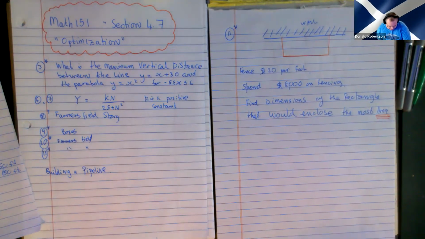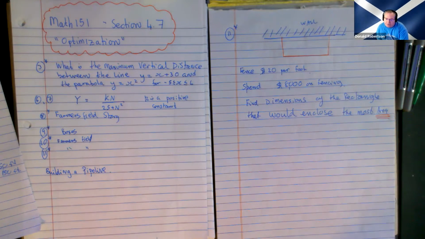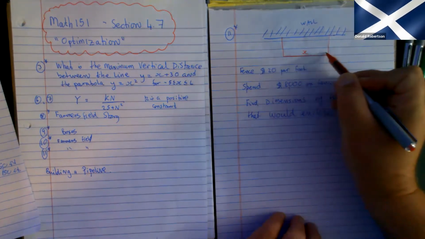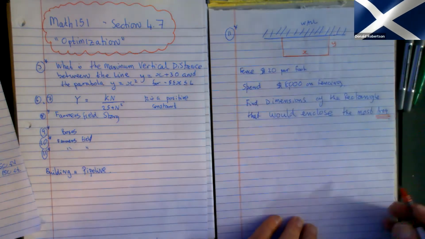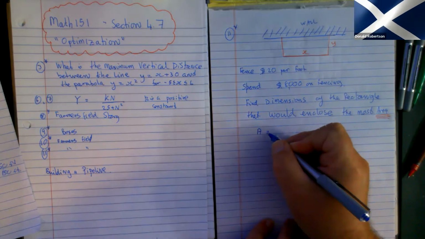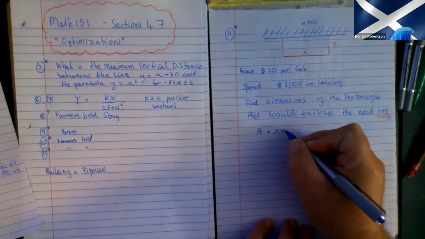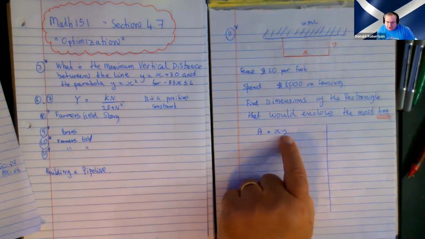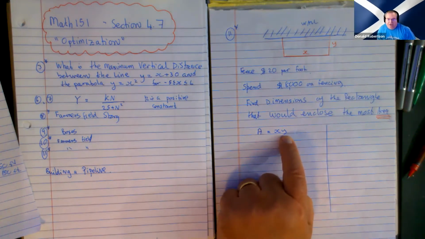That's the clue to the optimization function. I did not know what this guy is. I'm going to call this distance x. I'm going to call this distance y. So the optimization function is just going to be x times y. I need to figure out what y is in terms of x.